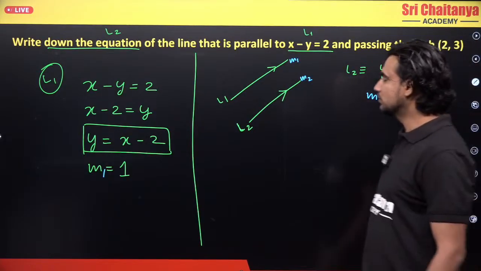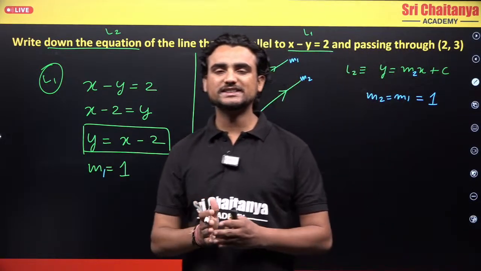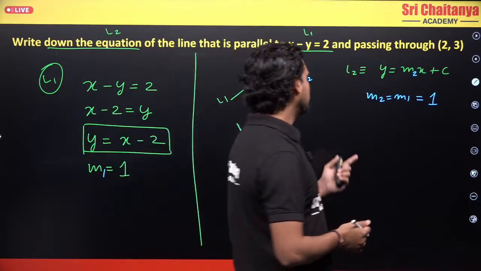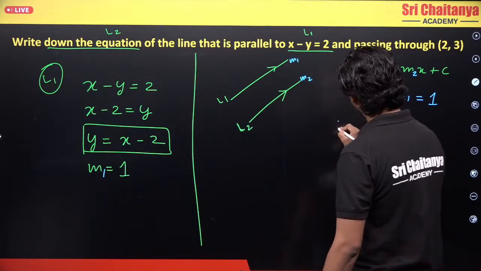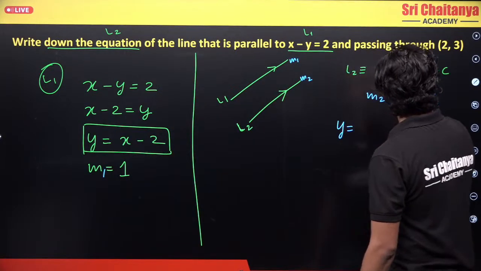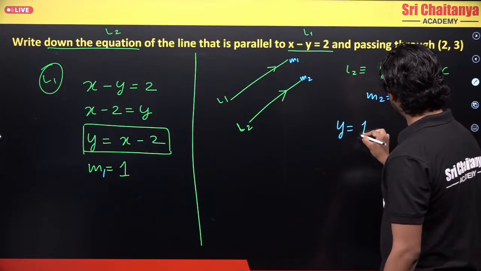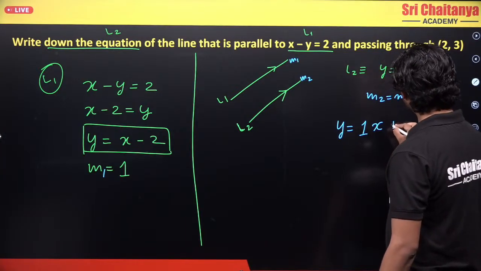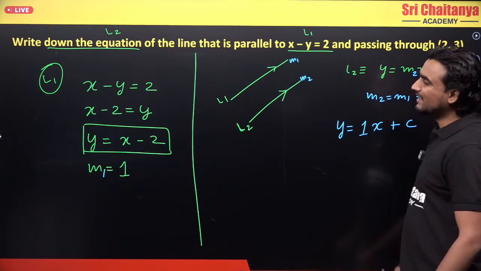So now I know that the slope for both the straight lines is the same, right? So let's just substitute the value. I'll say y equals m2 x plus c. What is m2? m2 is also equal to 1, so y equals 1 into x plus c. Now what is the other condition?